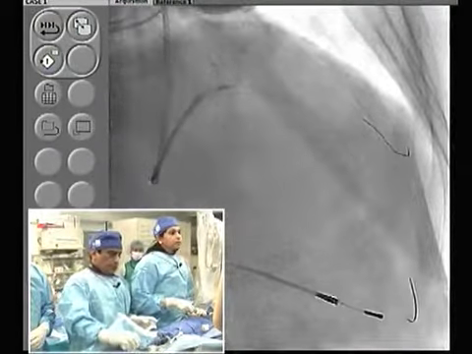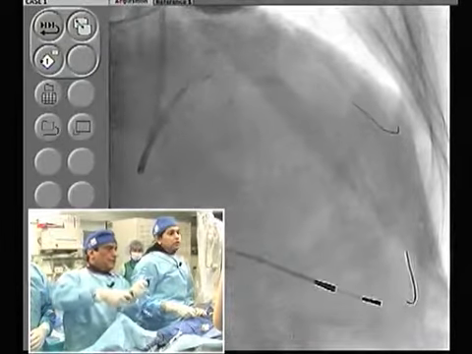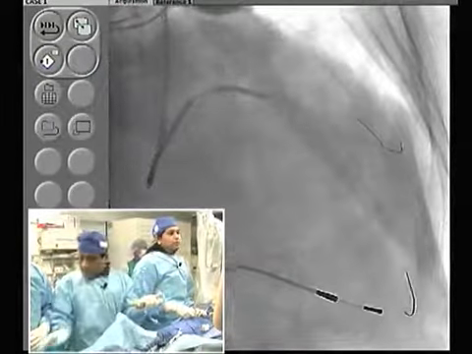Anu, what guide wires are you using for standard cases? What's your choice of wires these days?